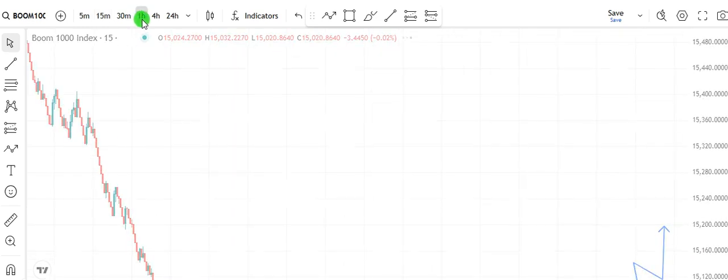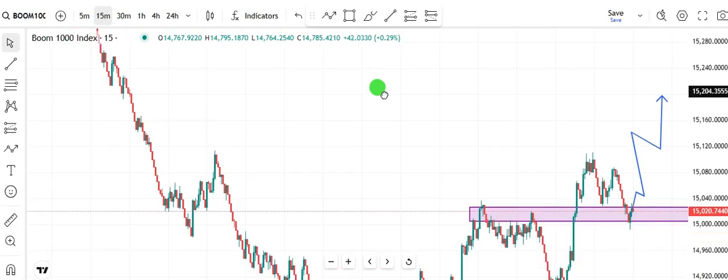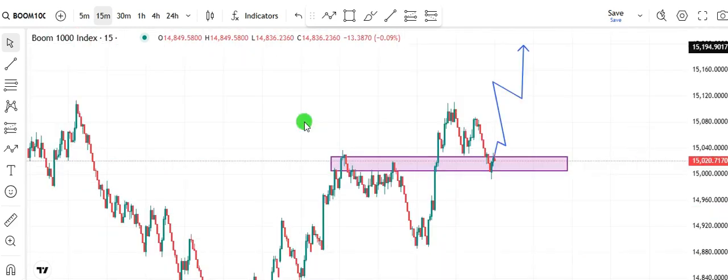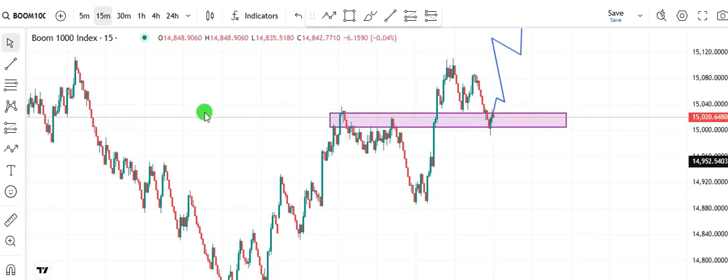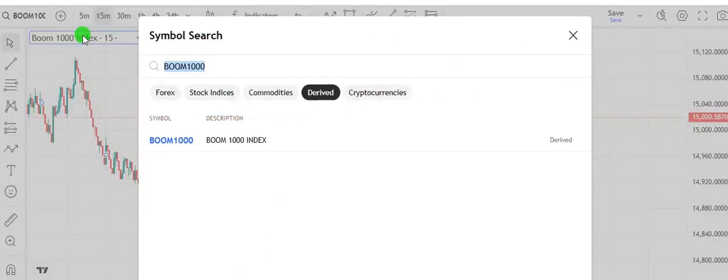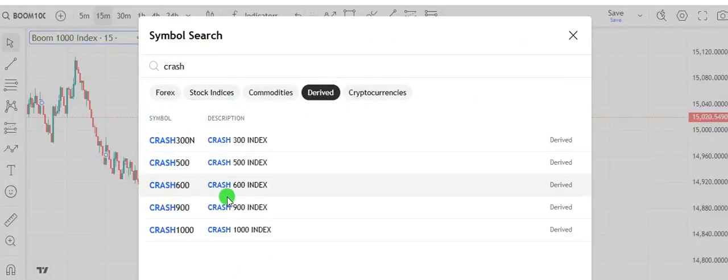Let me go back to the 15-minute charts. Or better still, just target 1:2 since that previous level is taken out. So that's that for Boom 1000. But on the bearish side, we want to see the market still closing below this for us to go short on Boom 1000. So let's go to Crash. Of course, it's starting off with Crash 500.